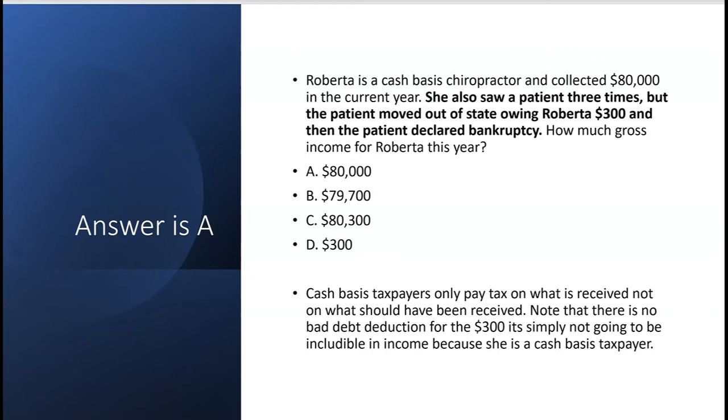Well, she's a cash basis taxpayer, so that means what was collected, $80,000, is going to be taxable. What about the fact that she earned $300 that's never going to be collected? Is there something we do with that? Is it additional income, that $300? No. Do we deduct that $300 because it's never going to be collected? No, because it's not included in the $80,000 in the first place. We're only including what she has collected because she's a cash basis taxpayer. So the answer is A, $80,000 is what's taxable this year. Note that there's no bad debt deduction for the $300. It's simply not going to be includable in income because she's a cash basis taxpayer.